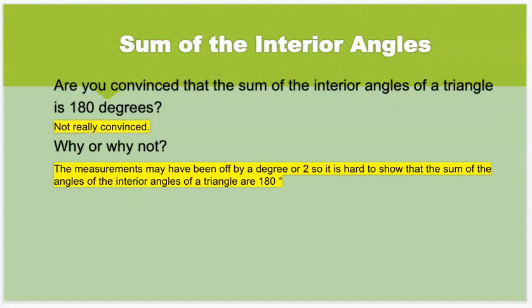Well, I'm not really convinced. Maybe my measurements were off by a degree or two, so it's hard to show or prove that the sum of the interior angles of a triangle are 180 degrees. Watch the next video and see another way that we can investigate the sum of interior angles.